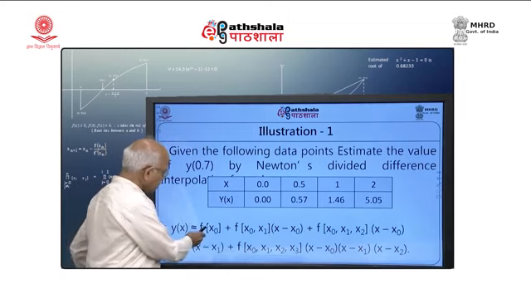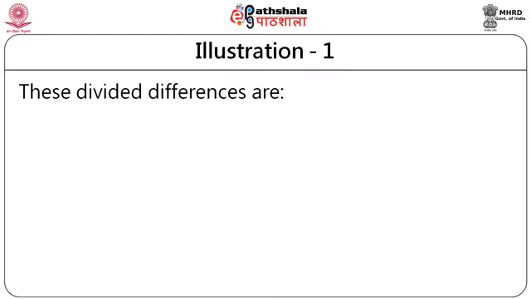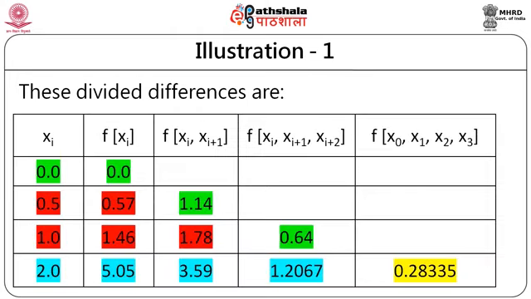Now, we have to first evaluate these divided differences, and for that I am going to consider them in the following table. We have seen already that divided differences can be obtained in tabular form, and this is what I am doing now. So, these are the nodes x_i: 0.0, 0.5, 1.0, 2.0. f[x_i], the zeroth divided difference, is just the values of y_i. So, the corresponding values of y_i are 0, 0.57, 1.46 and 5.05.